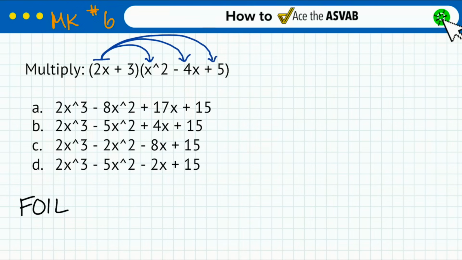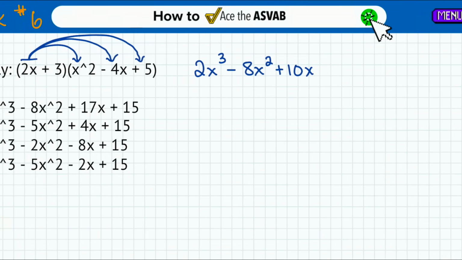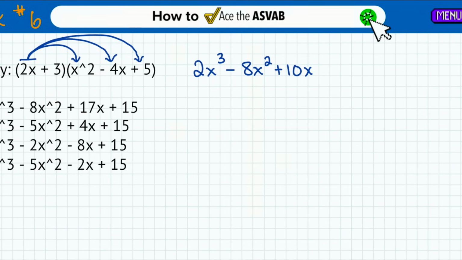So we have 2x multiplied by x squared. That's going to end up being 2x cubed. Law of exponents says x times x squared, we add those exponents. There's a 2 here, there's an imaginary 1 right there. That's going to be 3. Next up, we take care of the 2x multiplied by negative 4x. That's going to be negative 8x squared. Next, we have 2x multiplied by 5. 2 times 5 is 10, so that will be 10x. So we're not done though. That's just the first part, because now we have to take care of distributing the 3.